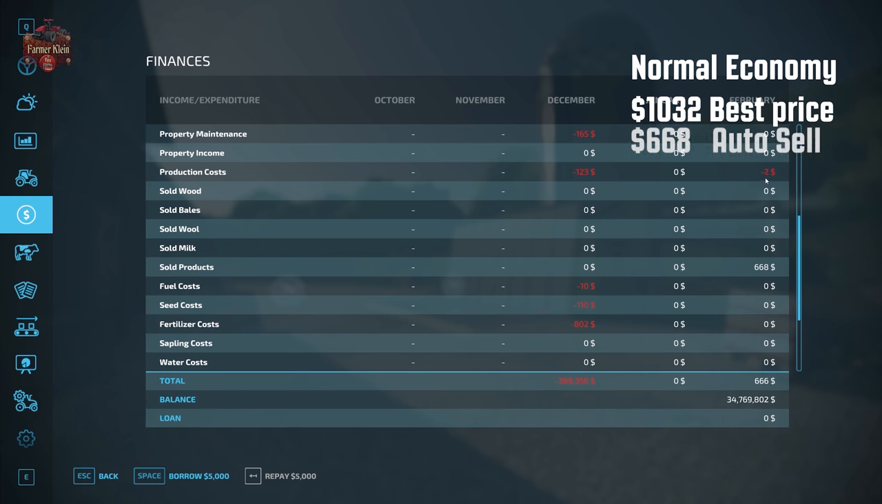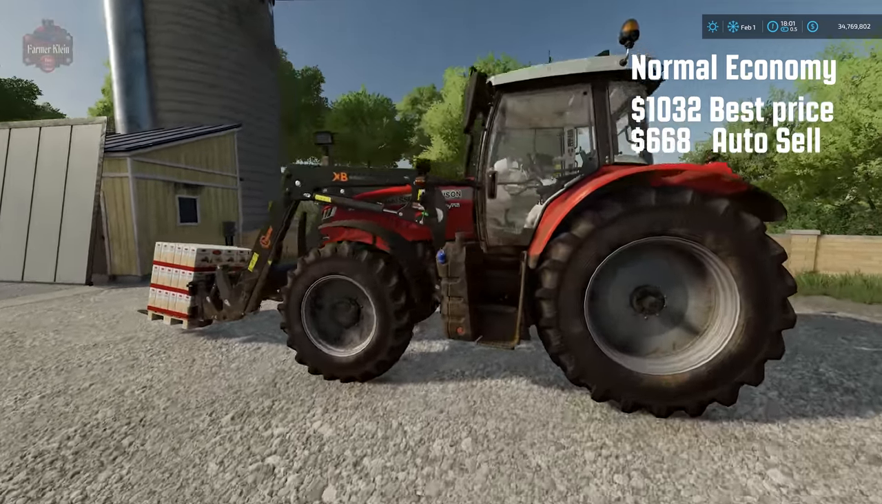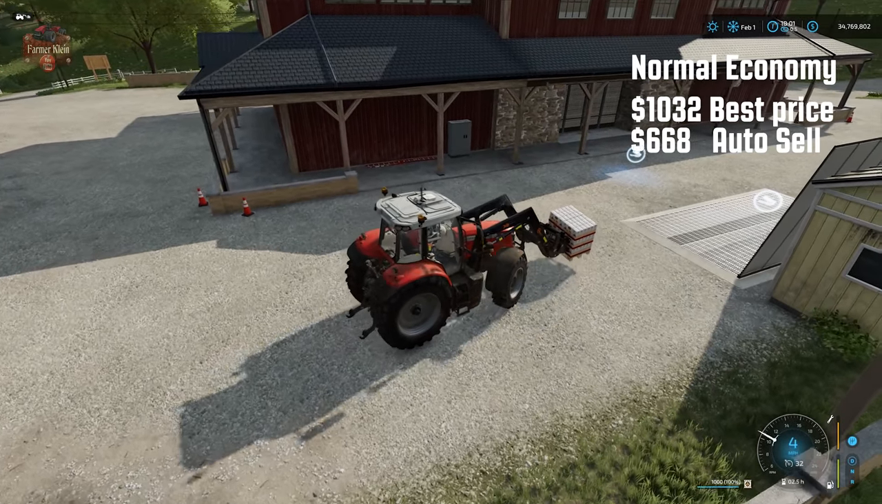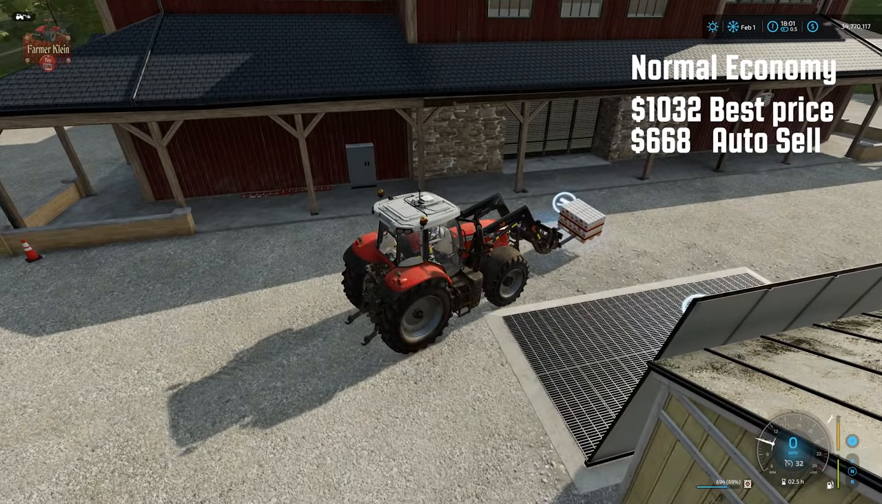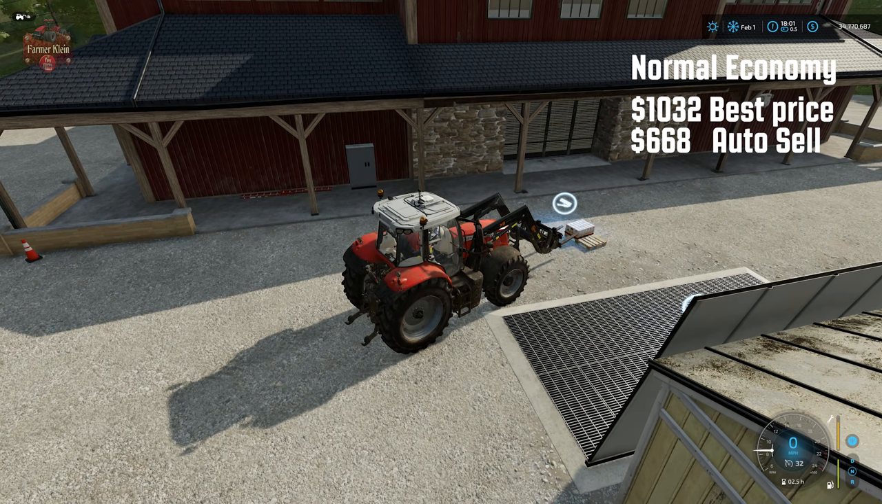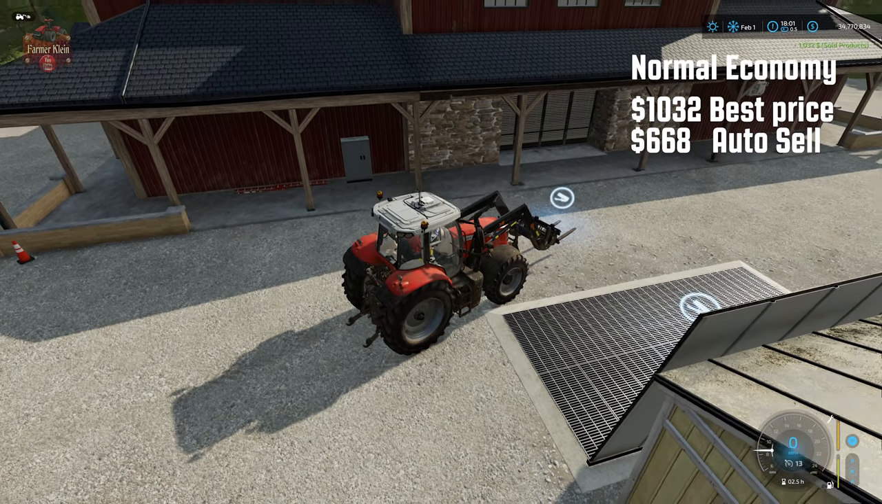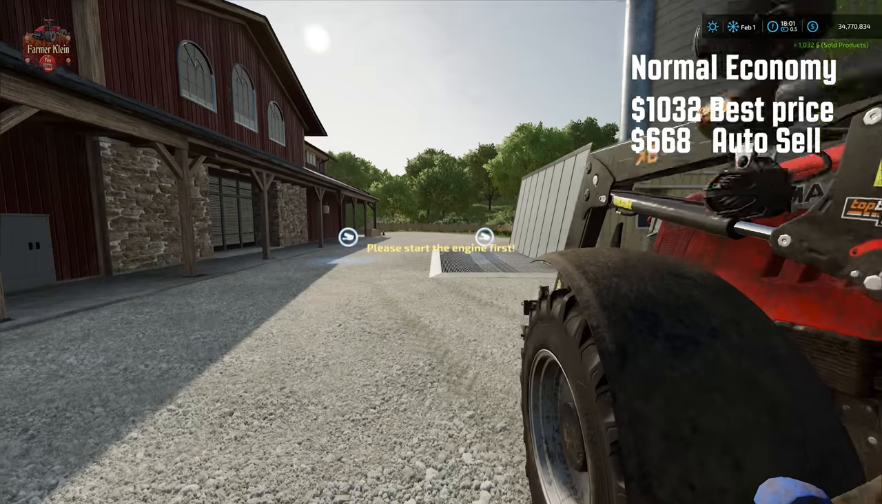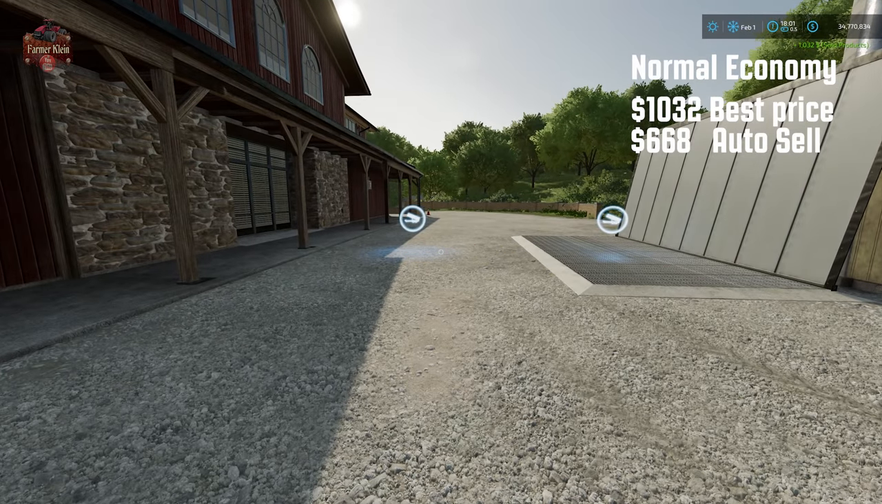Our finances screen, we earned $668 and we had $2 in production costs. So manually selling is going to net us $1,032, as we all expect. And we saw that we got $668 to auto sell. That is, guess what, everybody? 35.23% less. So between easy and normal mode, there is the same 35.23% overhead in transport fees.